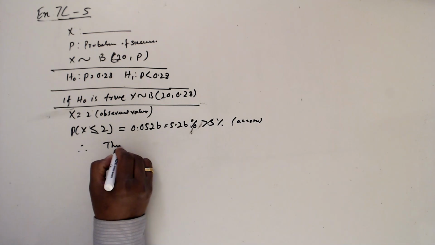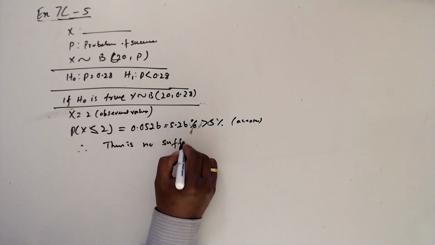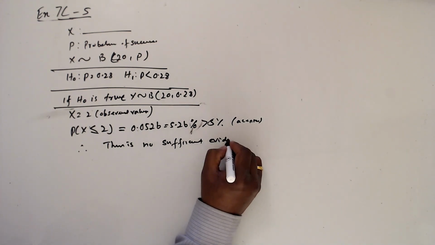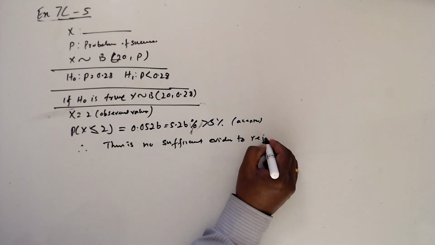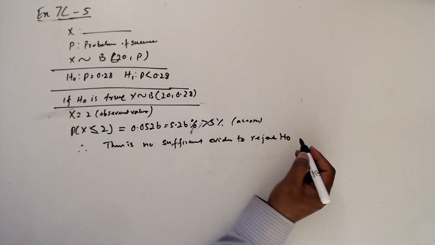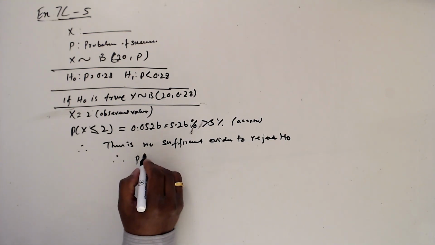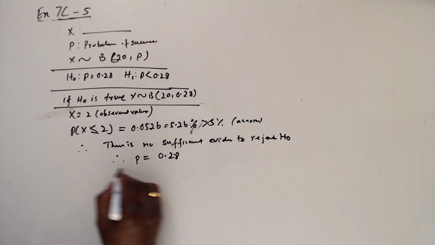Hence, there is no sufficient evidence to reject H naught. Hence, P has to be 0.28.